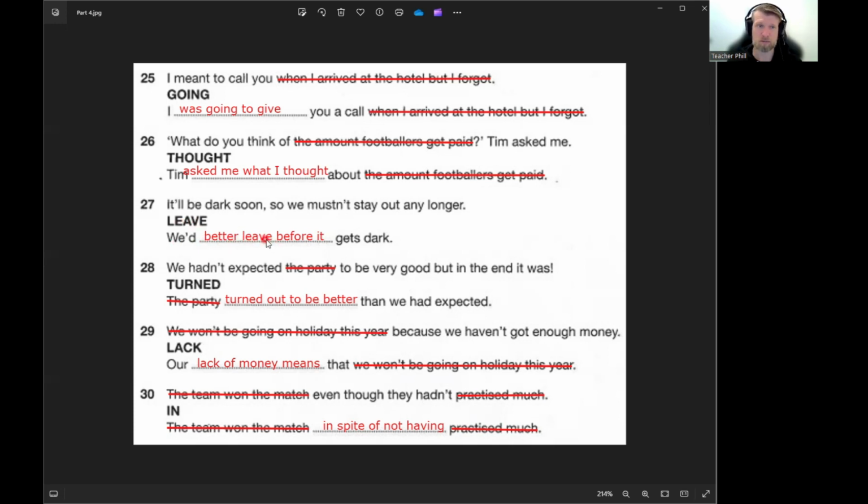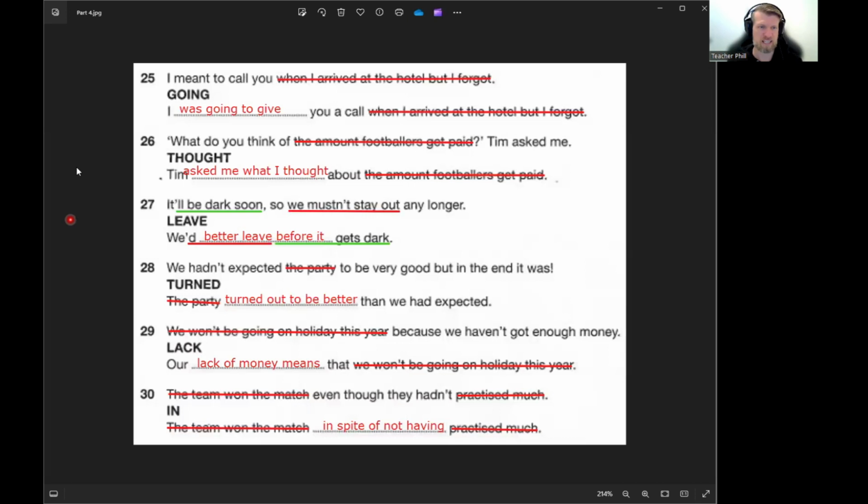We had better leave. And then because it says here, it'll be dark soon, so I think before it gets dark is the best option here. So this is a really difficult one, I have to say. And I had to think about this for a minute or two. But I believe this is the right option. So again, I think here this we'd better leave is equivalent to we mustn't stay out. And then we have here the before it gets dark. I think this is where it says it'll be dark soon. I think that transforms that quite nicely. So I think this works. We will see in a second if I'm correct or not, but I hope I am.